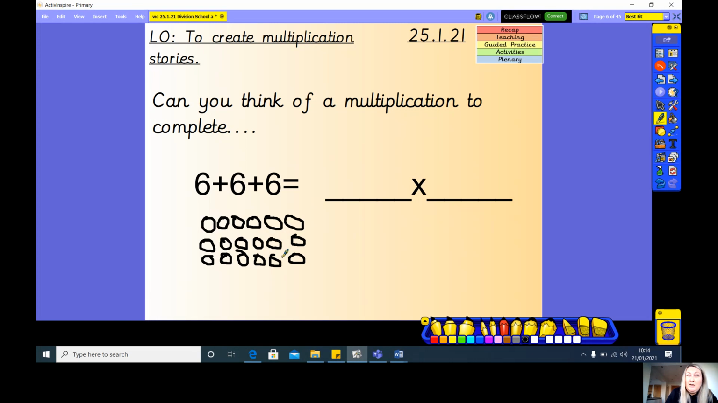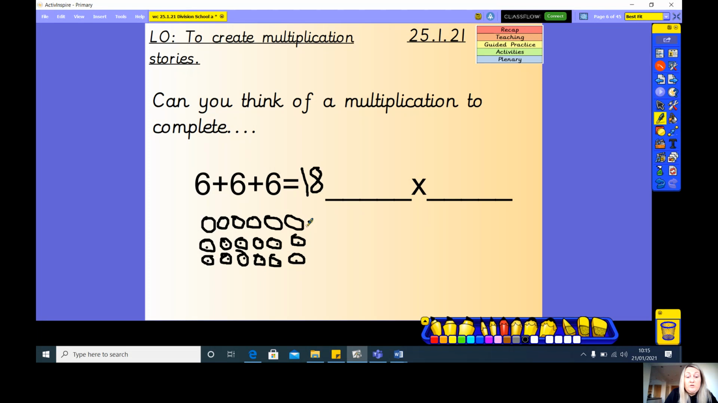Now, because we can't know our 6 times tables yet, that's something we will know later on as we go up through the school, but at the minute we could do 6 and put 6 in our head for that first 6, and then we could count on from 6. So 6, 7, 8, 9, 10, 11, 12, 13, 14, 15, 16, 17, 18. Fantastic. So if we were writing this out as a multiplication sentence here, what would we write, do you think?